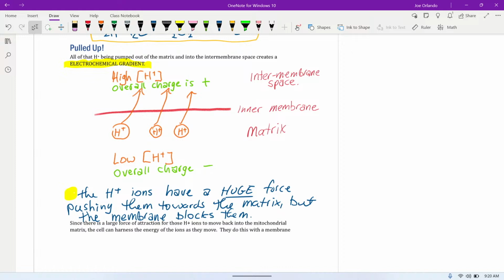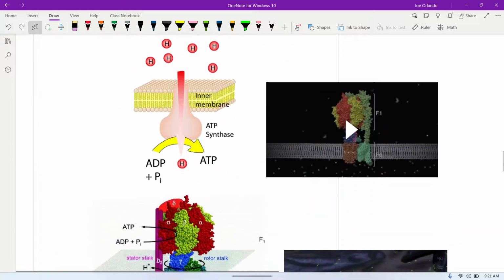Does that make sense? And when they do, we can capture that energy and we can use that energy as a free energy change, and this molecule is called ATP synthase. ATP synthase. Hopefully, its function is pretty clear to you given its name. It synthesizes ATP. So here's some diagrams of it.